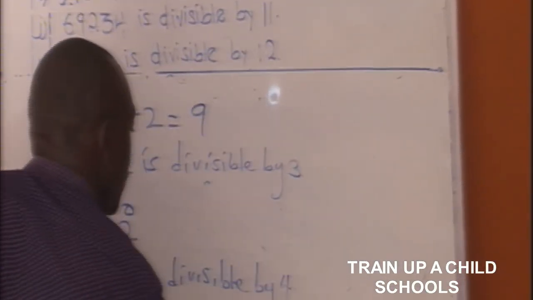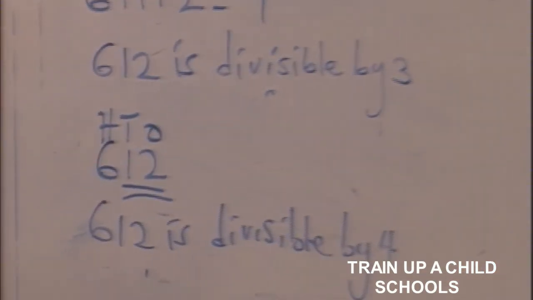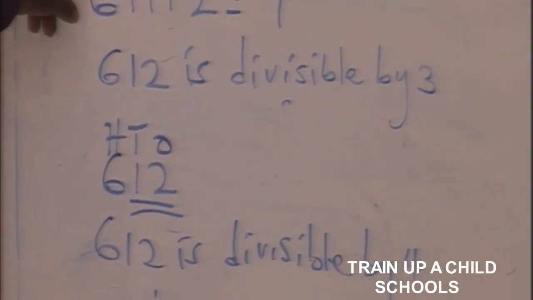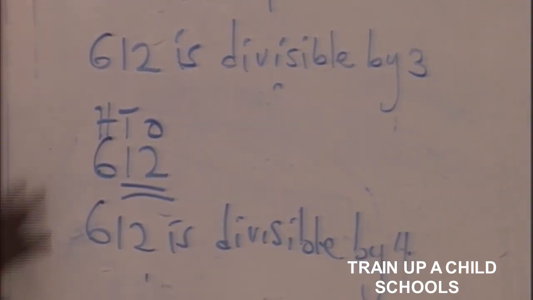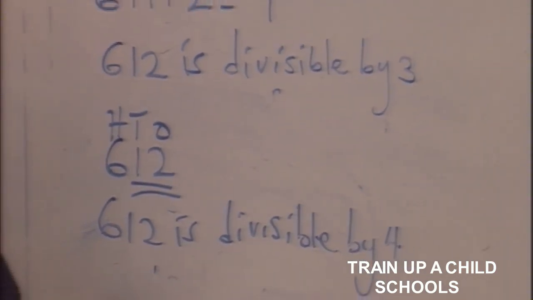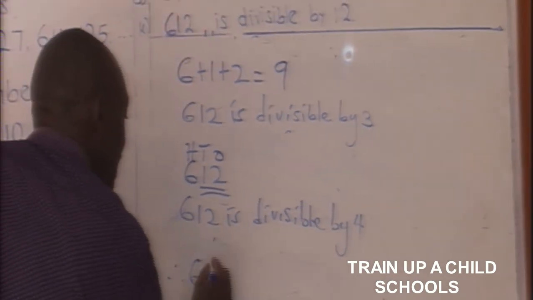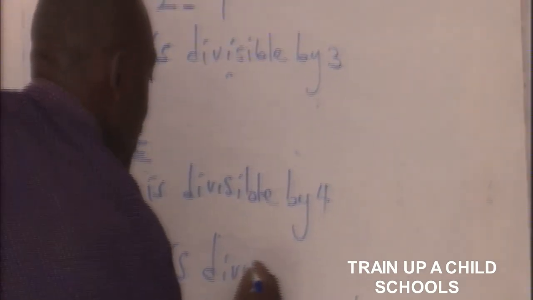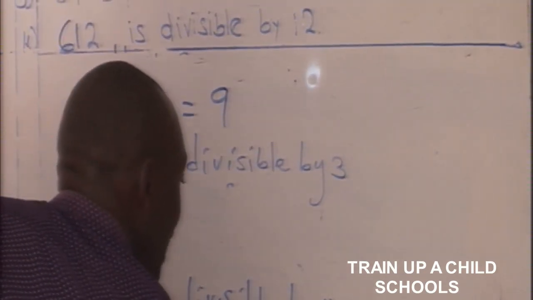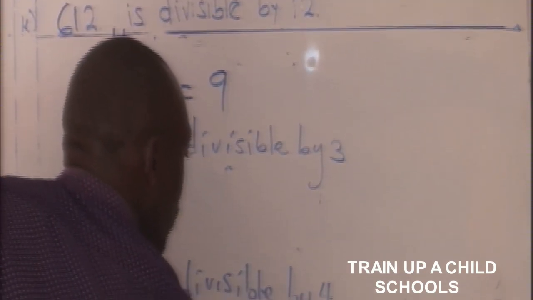divisible by 4. So now the question is, is 612 divisible by both 3 and 4? Good. Everyone is happy now. Good. Now our test has qualified automatically. So 612 is then therefore divisible by the required number 12.